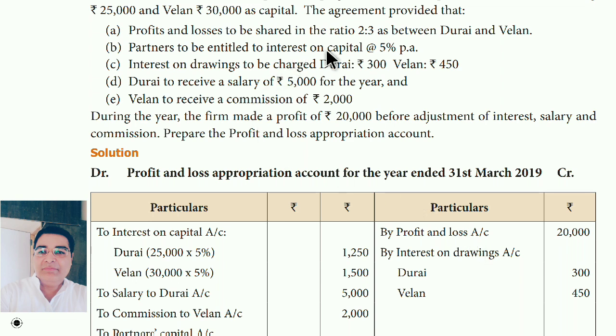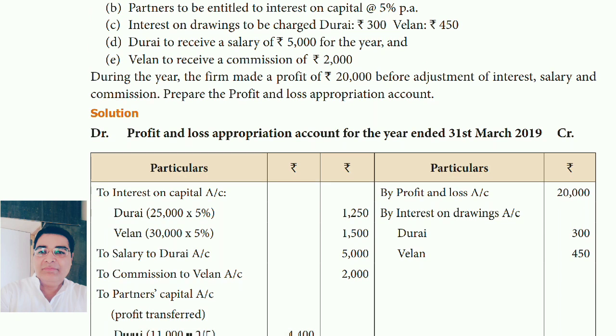Interest on capital is 5%. So 25,000 into 5% is 1,250. Then 30,000 into 5% is 1,500. Next, interest on drawings. So interest on drawings account: Durai 300, Velan 450.